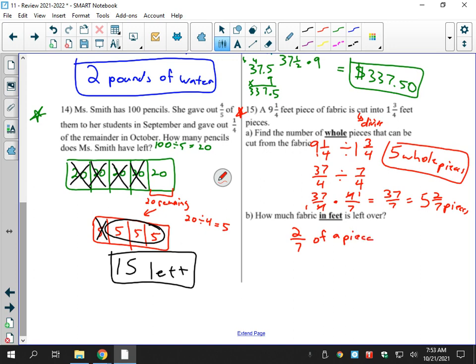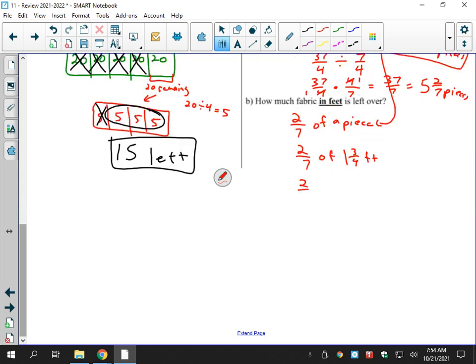We have to think, what is that in feet? 1 piece is 1 3/4 feet. So we're going to use that fact right down here. If we have 2/7 of a piece, that means we have 2/7 of 1 3/4 feet. So just like our pineapple problem, we're going to multiply. So we're looking for what's 2/7 of 7/4. We cross cancel, and we get a 1/2 foot. There we are.